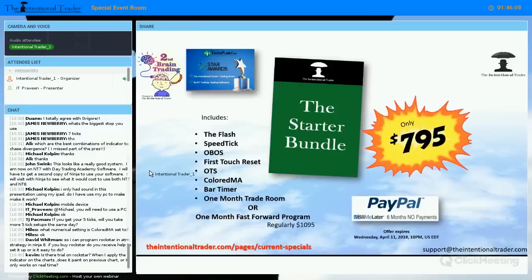Okay, so hold on, let me answer real quick. So I can program Rockstar in an ATM strategy in NinjaTrader 8. If you buy Rockstar, do you receive help to set it up, or is it easy to do? Rockstar comes with an installer, and it's very easy to set up. There's documentation online, and yes, you can use an ATM strategy for your trade setups.